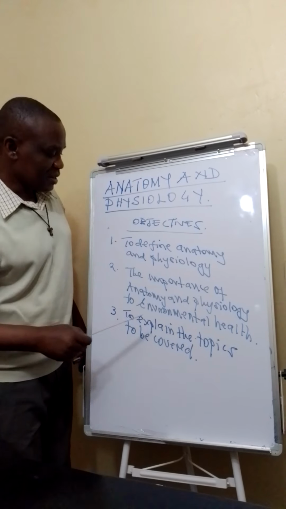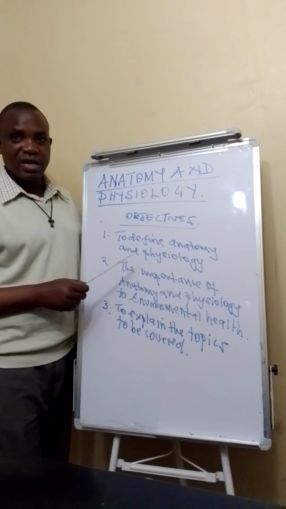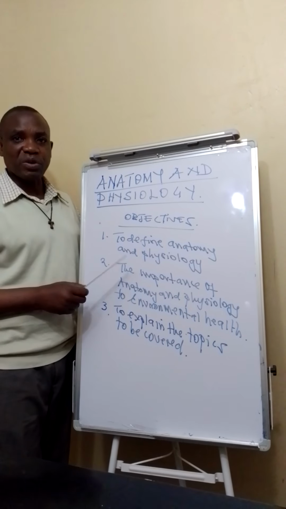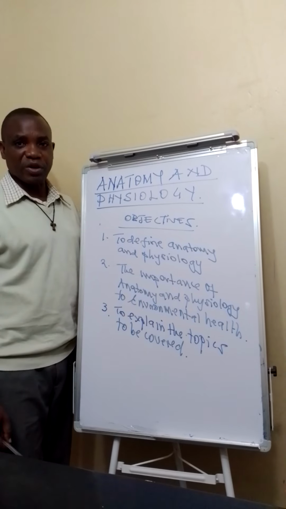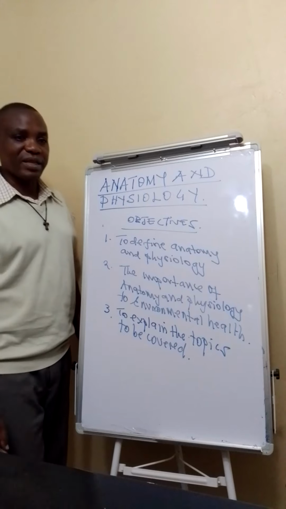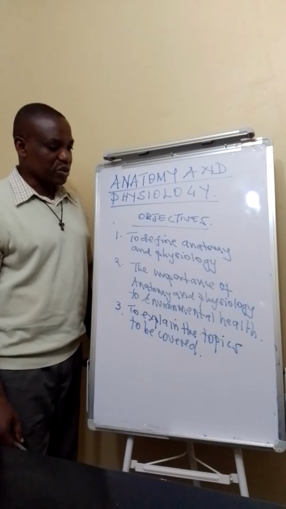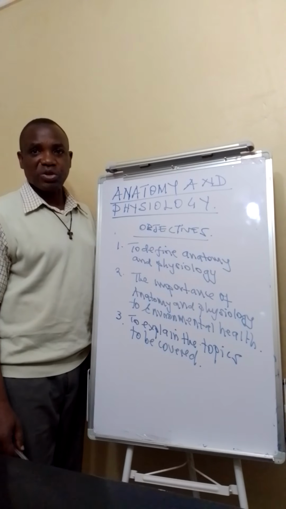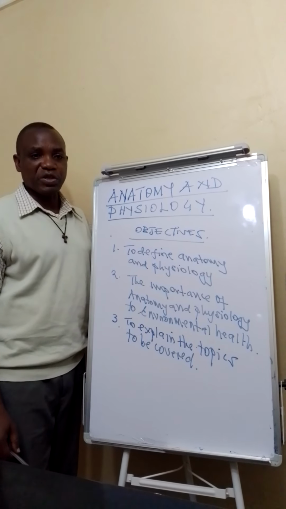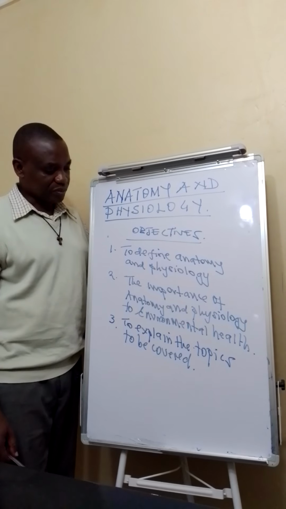Now, let us look at the first objective, to define anatomy and physiology. Anatomy is defined as the study of the structures of the body, the organs of the body. So when you look at the organs of the body and study them, what they contain, and how they are formed is what is referred to as anatomy. There are also different branches of anatomy. You have gross anatomy, you have histology, you have neuroanatomy, and so on and so forth.